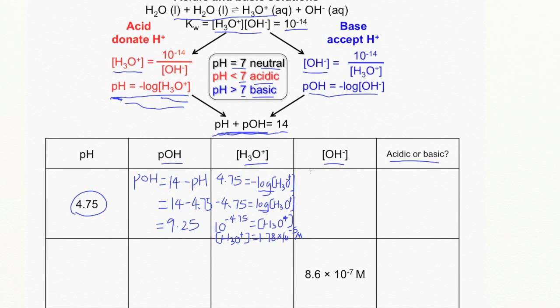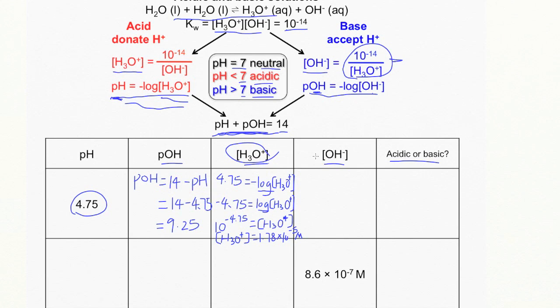Now, hydroxide concentration, there are two ways to find it. The first way is, you know the pOH value already. Now you can just use the same strategy as we did for hydronium to find out the hydroxide concentration. Another way to find out the hydroxide concentration is, since you know the hydronium concentration, you can use this equation to calculate the hydroxide concentration.